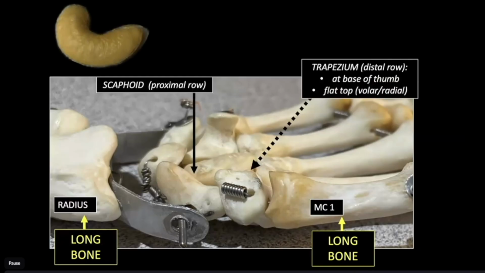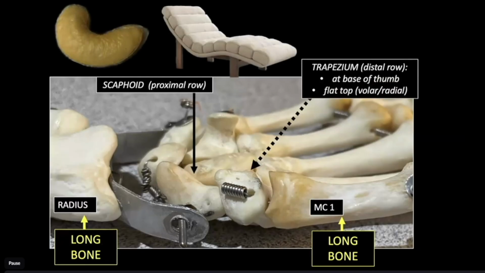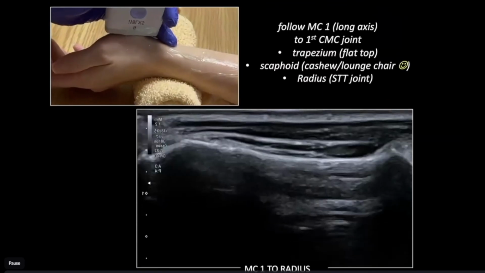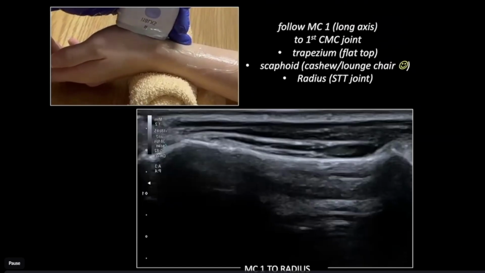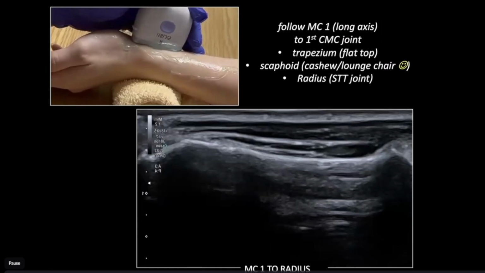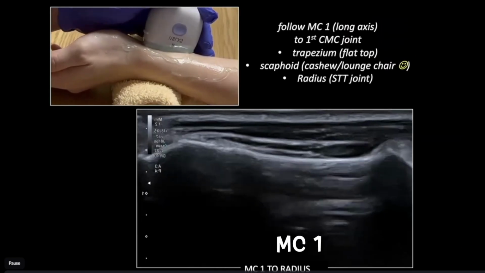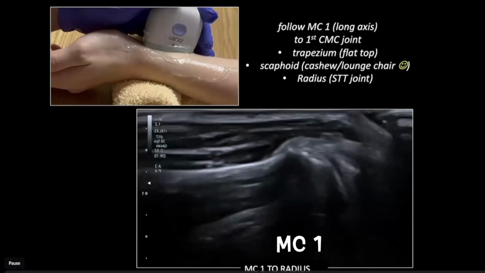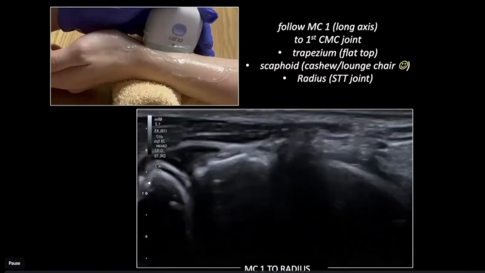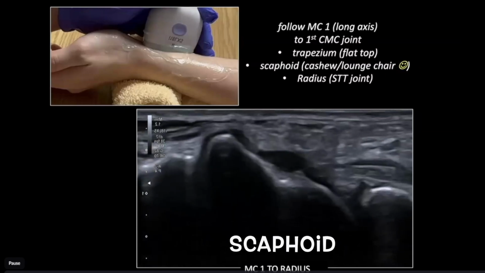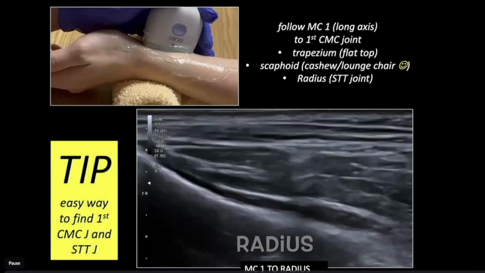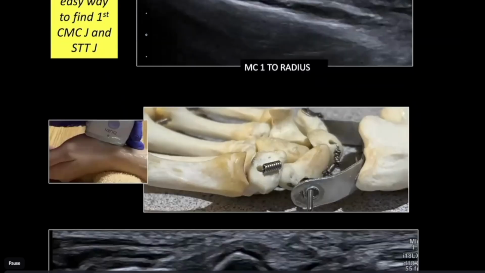Now, to me, the scaphoid looks like a cashew nut or a lounge chair, so it's easy for me to recognize. You can follow the first metacarpal and long axis to the first CMC joint. You'll see the trapezium, the flat top, then the scaphoid, and the STT joint, and then the radius. Just simply by following over the long bone. There's the CMC joint, there's the flat top trapezium, and the STT joint, and the scaphoid, and the radius. That's an easy way to find those joints.